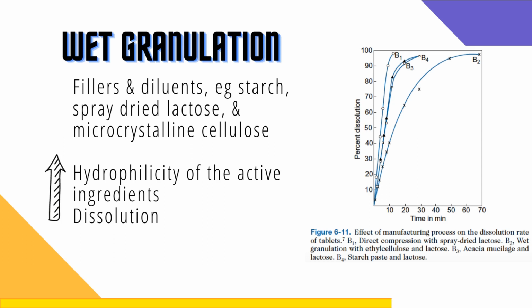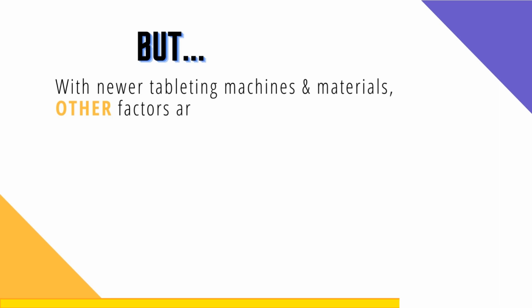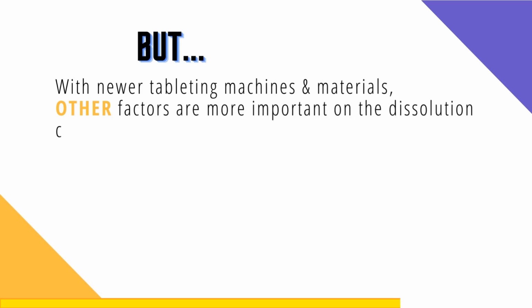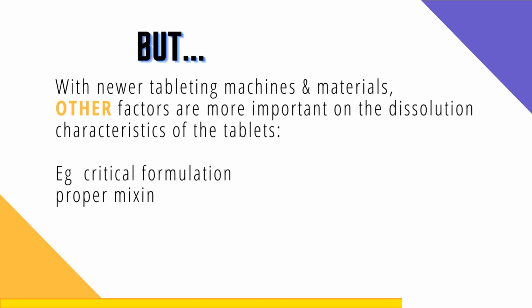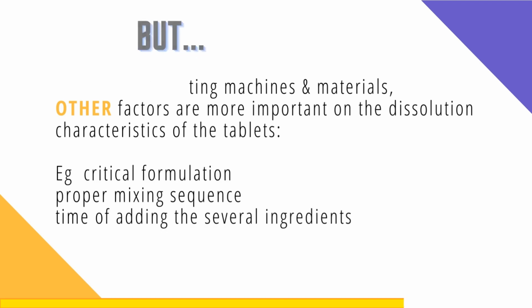In the graph on the right hand side, we can see that different manufacturing processes such as direct compression with spray dried lactose or wet granulation, or different excipients that you add on, can actually produce different dissolution profiles. So based on what you need, you can choose which is the best that suits your need. With newer tableting machines and materials, there are other factors which are more important than the wet granulation method, such as the critical formulation, the proper mixing sequence of the ingredients, or the time to add them, which actually plays a more important role.